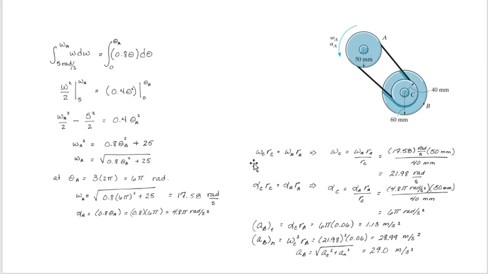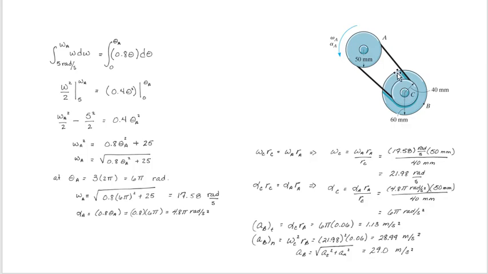Then we're going to use this relationship between our wheels or our pulleys in order to determine how C is moving. So we get our angular velocity of C is related to our changes in our size here. And we determine that it's 21.98 radians per second. We're going to do the same type of analysis for our angular acceleration, and we end up with 6 pi radians per second squared.